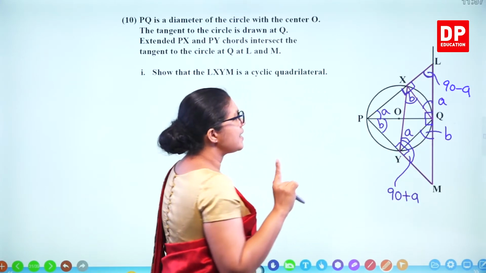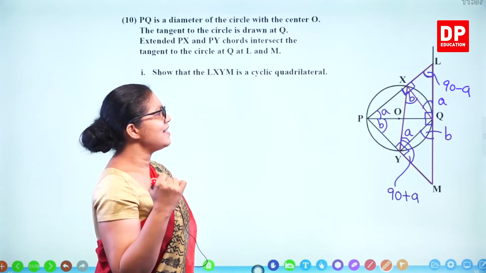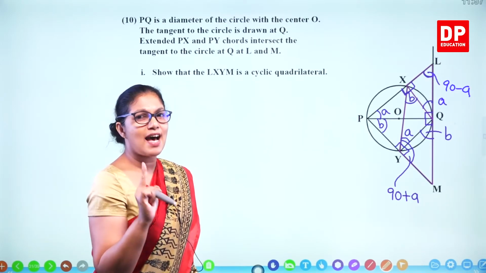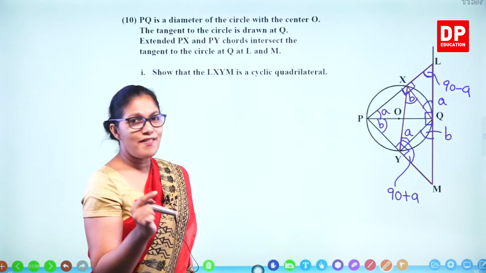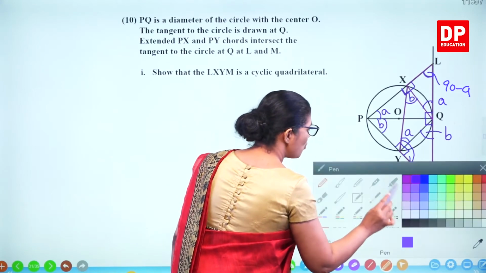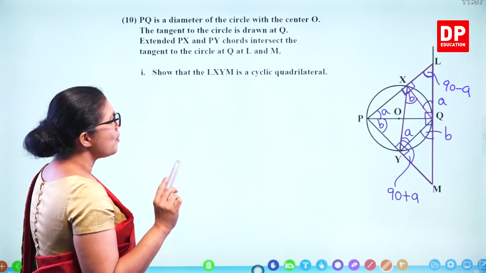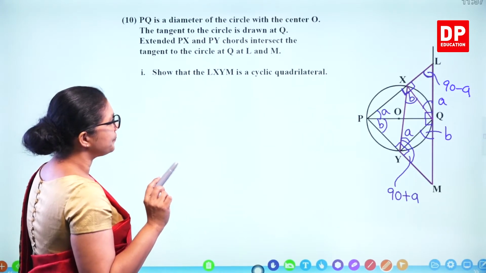Now, what can you say about opposite angles? 90 plus A and 90 minus A get cancelled out and you get 180. So, opposite angles are equal to 180. That means it's a cyclic quadrilateral. So, that's what you have to show. Using angles, we can do that. So, we have to write down everything.